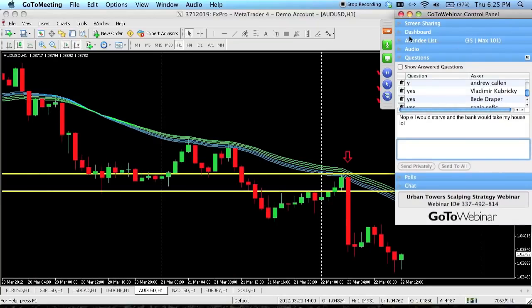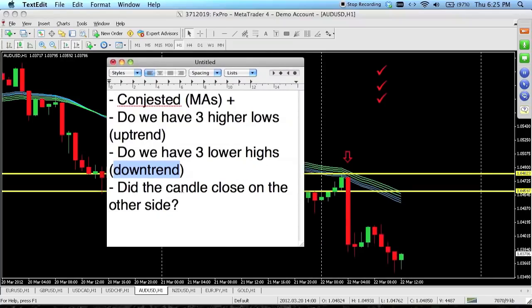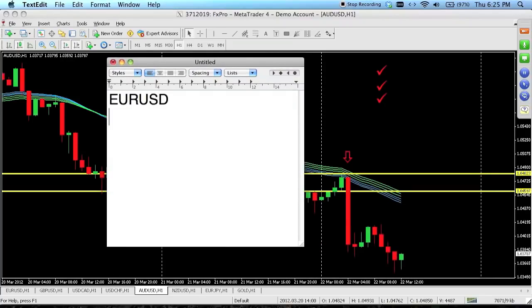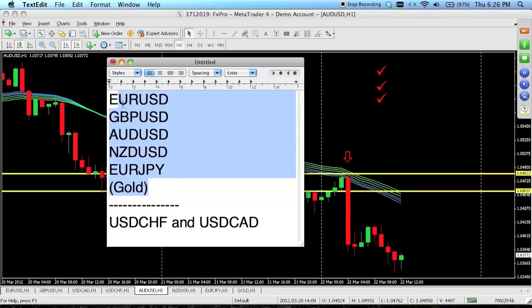Now let's go through our correlation methods. Now, guys, write this down. Okay, I'm gonna put this up for you. Euro USD, pound dollar, Australian dollar US dollar, New Zealand dollar US dollar, euro yen, sometimes even gold. The pairs above this line work together. The pairs below this line work opposite.